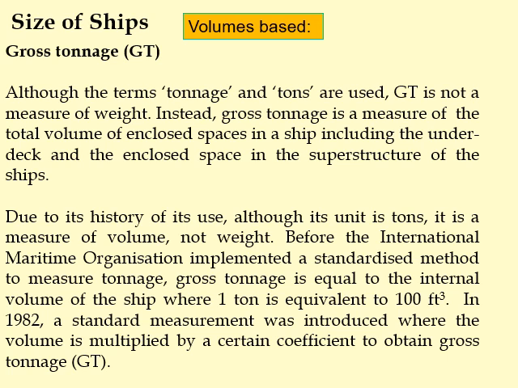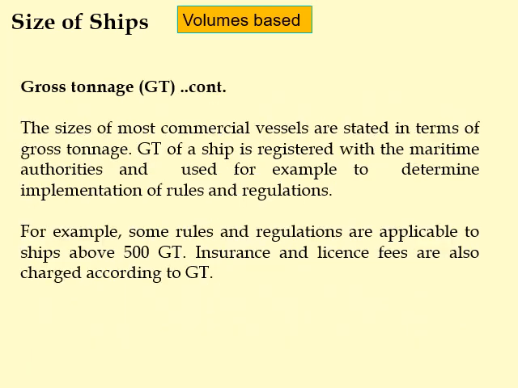So that differentiates between the tons of weight and mass and this volume from gross tonnage. Also, the sizes of most commercial vessels are stated in terms of gross tonnage. The GT of a ship is registered with maritime authorities, for example, and from here, rules and regulations are applicable according to the gross tonnage. For example, insurance and license fees are charged according to this.